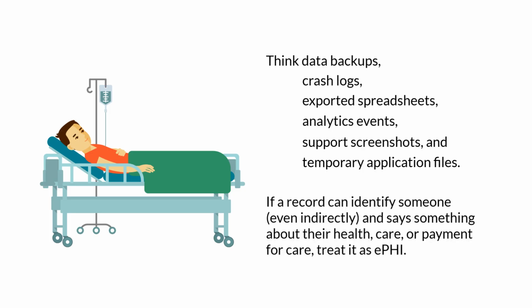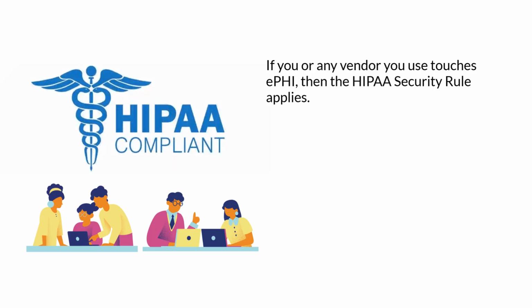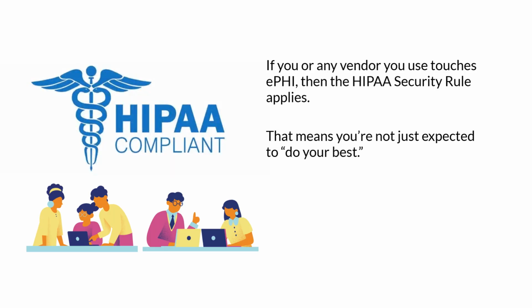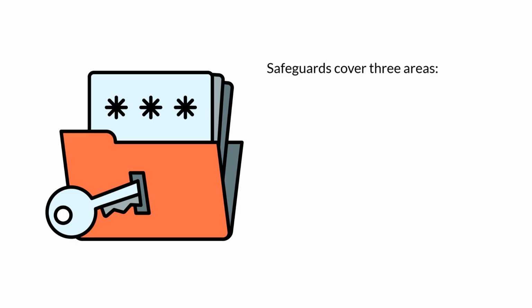If a record can identify someone and says something about their health, care, or payment for care, treat it as electronic protected health information. If you or any vendor you use touches this information, then the HIPAA security rule applies. That means you're not just expected to do your best. By law, you must put safeguards in place to protect that information and keep written evidence of how you do it. Safeguards cover 3 areas.